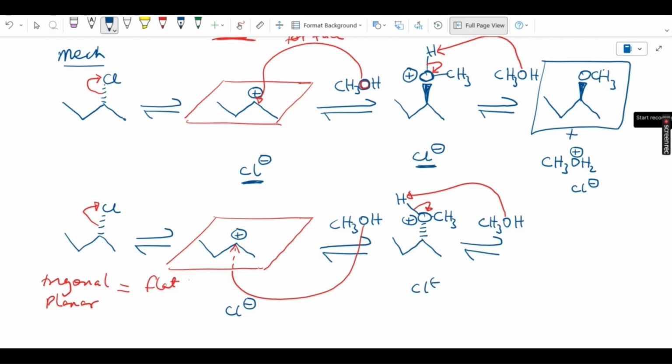Don't forget to draw your Cl minus here. So when this happens, we will have this other product. Then we'll have these intermediates to our byproduct. Of course, this will eventually lead to the formation of HCl and methanol. You can show that if you want, but you don't have to.